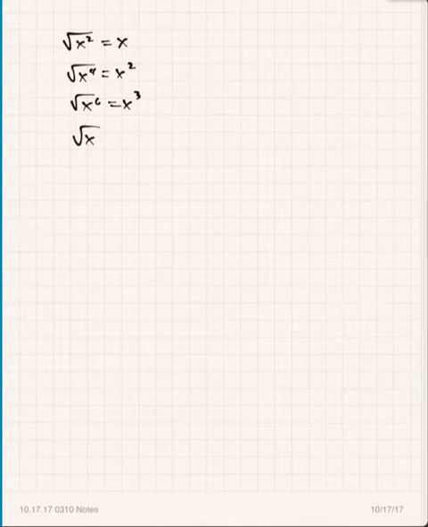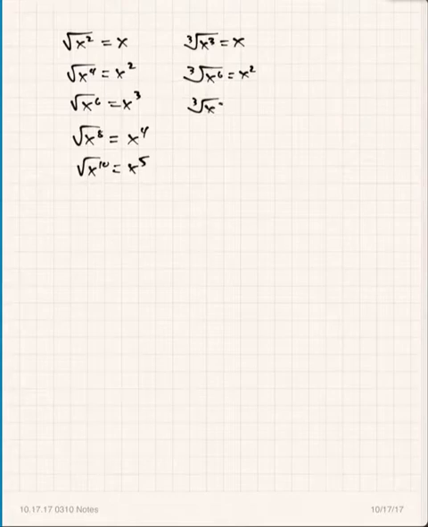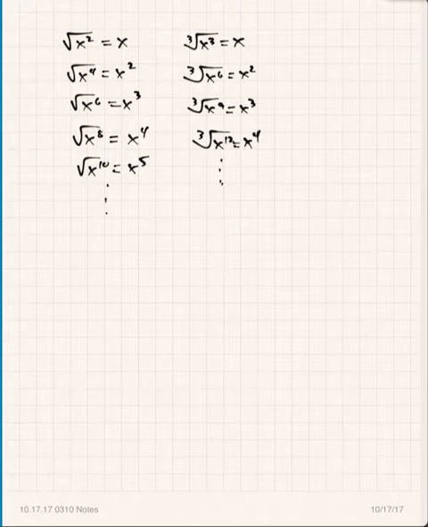So with square roots, what are we doing? We're dividing the power by 2 each time, right? With cube roots, what are we doing? We're dividing the power by 3. Every time we're trying to evaluate a radical like that, we divide the power by 3.